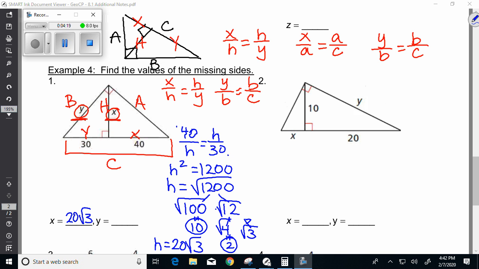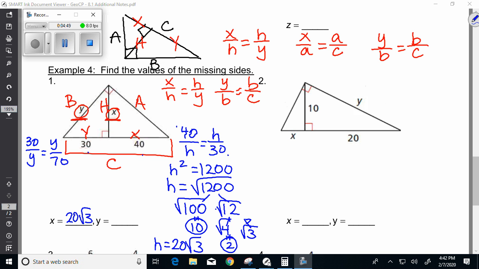So that's the first part. Now we do it again, use the second formula. Y over B equals B over C. So Y is 30. And B in this case is the Y variable. And then B over C. C now is 30 plus 40, which is 70.